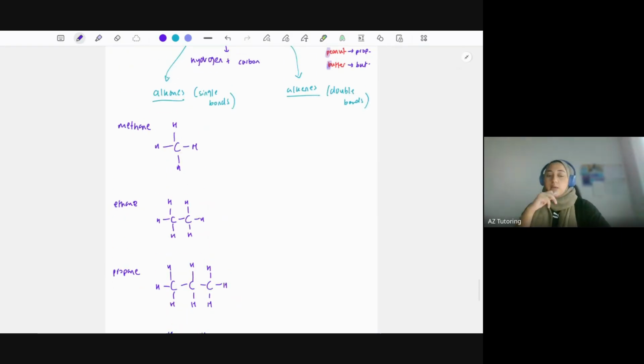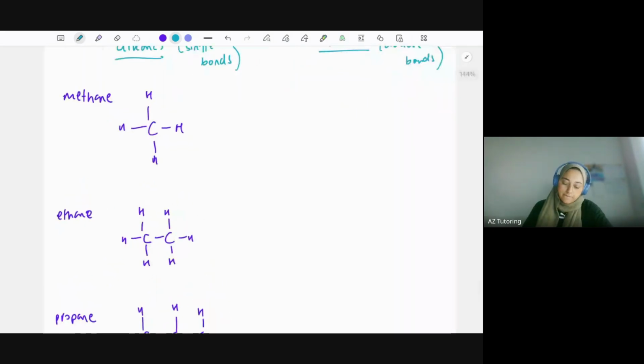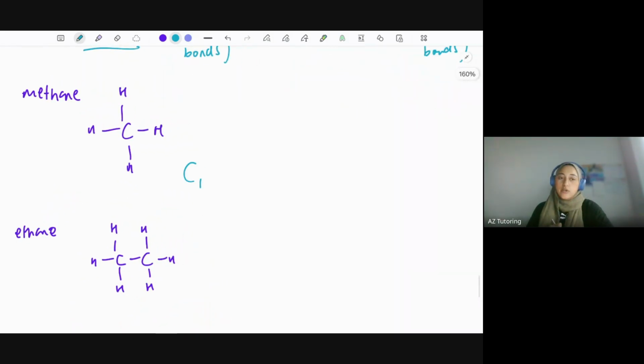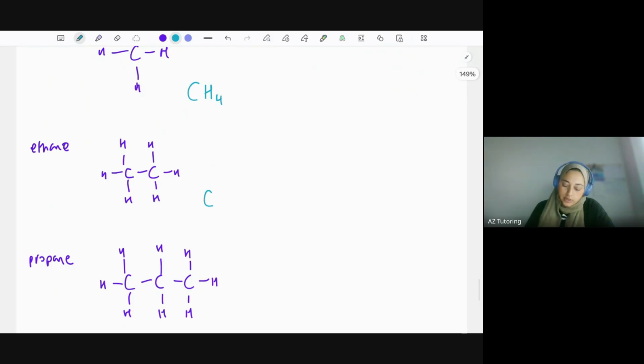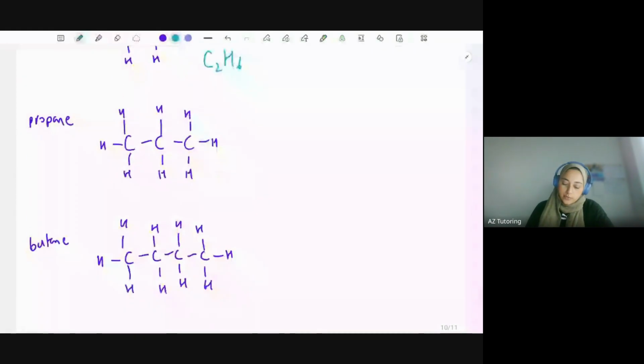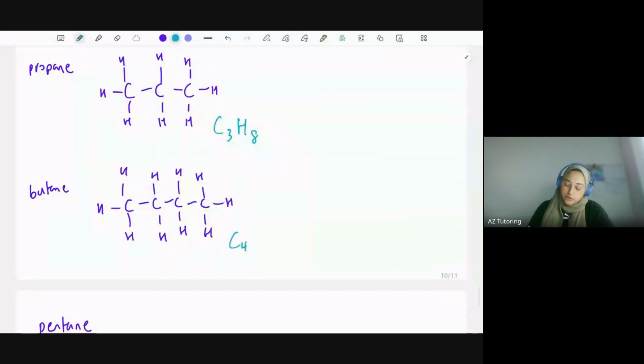Okay, let's count how many carbons and hydrogens each of these have. So carbons, there's 1 here. I don't really need to write that 1. And I've got 4 hydrogens. So methane is CH4. Ethane, we've got 2 carbons. And we've got 1, 2, 3, 4, 5, 6 hydrogens. Propane, we've got 3 carbons and 8 hydrogens: 2, 4, 6, 8. Finally, for butane, we've got 4 carbons and 10 hydrogens: 2, 4, 6, 8, 10.